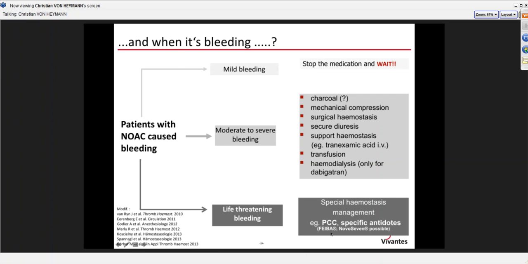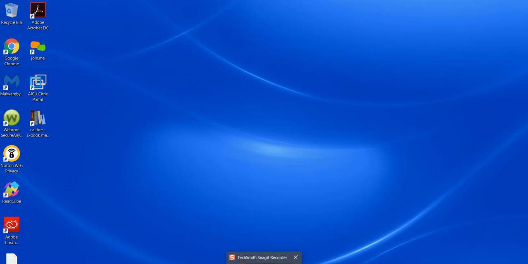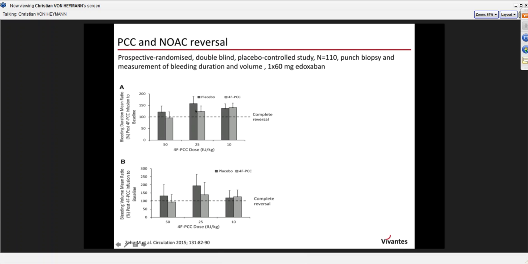So what is the case with the prothrombin complex concentrate? There were healthy volunteers. They were placed and started on edoxaban. Before they were started on edoxaban, it was measured how much they would bleed from a punch biopsy of the thigh. And they measured the bleeding duration and the volume that is given here in these two cartoons.